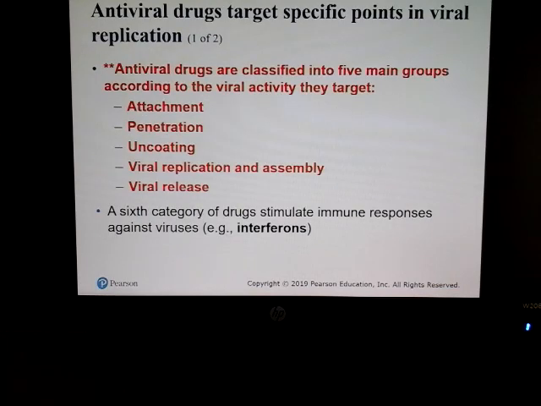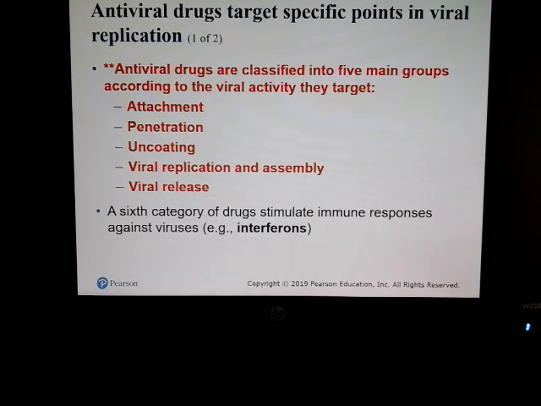When it comes to antiviral drugs, please know that they are classified into 5 main groups, depending on their activity. So some will block attachment of the virus. Some will stop it from penetrating. And again, the ones that infect us will penetrate by endocytosis. Uncoating, so once the virus is brought in, if you can't get that capsid removed, the virus will pass through the cell and not harm it.